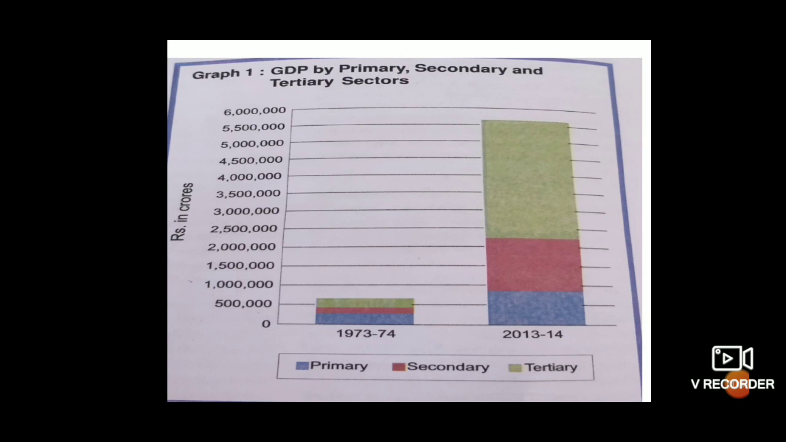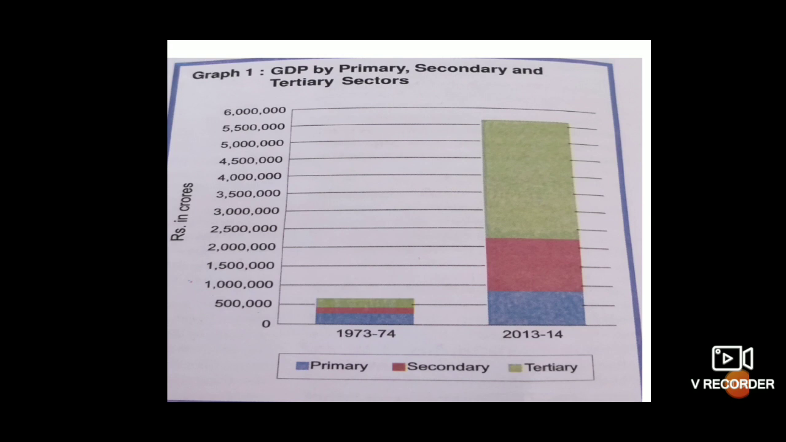Today's topic is primary, secondary and tertiary sectors in India. First picture: in this first graph you can see the production of goods and services in the three sectors. This is shown for two years, 1973-74 and 2013-14. You can see how the total production has grown over the 40 years.